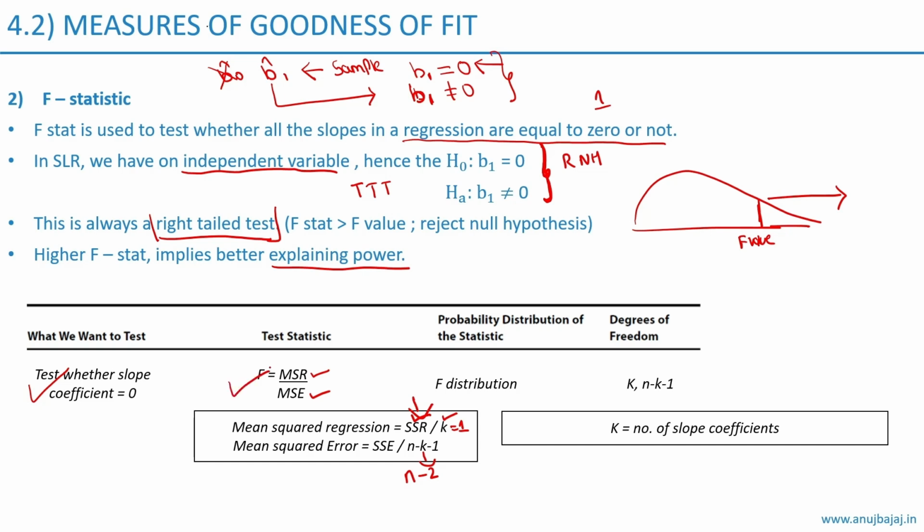So you need to remember the formula of the test statistic as well as the formula of mean squared regression and mean squared error. This test statistic follows the F distribution, and we have 2 degrees of freedom. We will use the 2 degrees of freedom to find out the F value. Most probably on your exam, you will be provided with the F value, that is the critical value, and you will be required to calculate the F stat and then compare it with the F value.